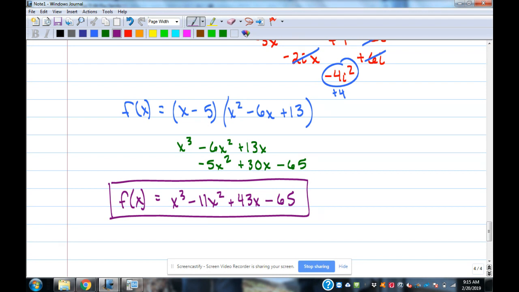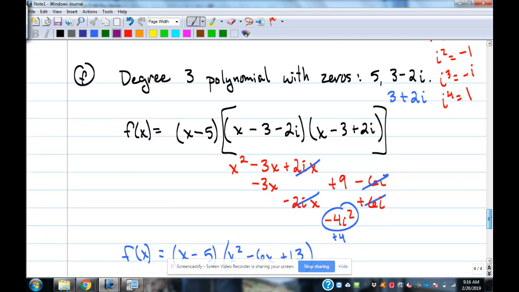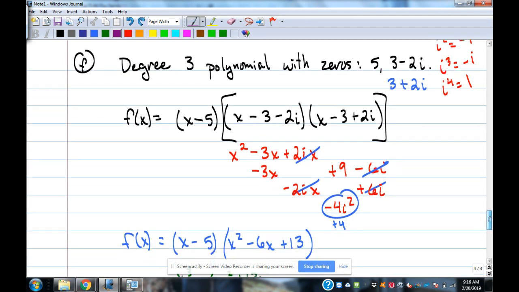How can I determine if that's correct? I could graph it, and what will I see this graph doing? Where will it cross the x-axis? At positive 5. Will I see this stuff happening? No, because it's complex. So it should only cross the x-axis at 5. Okay, it shouldn't cross it anywhere else.